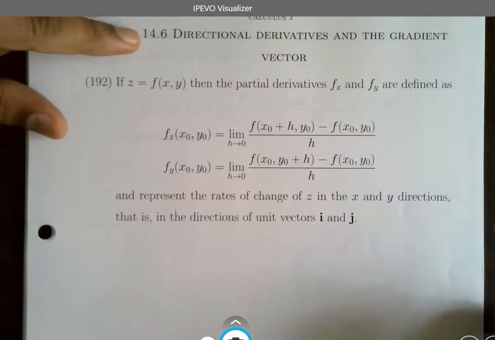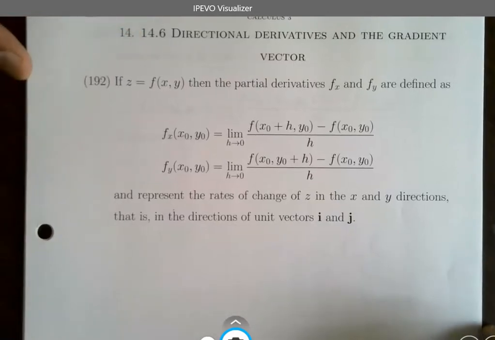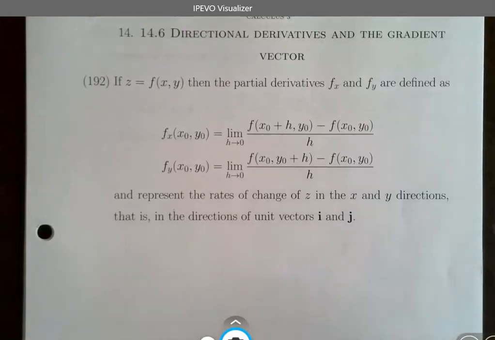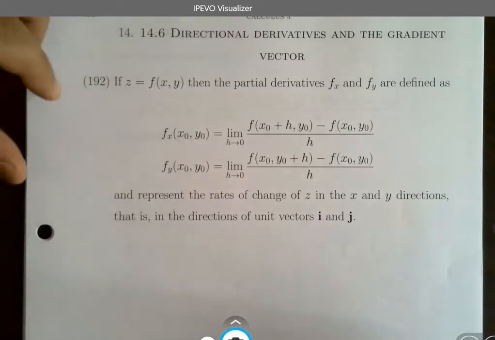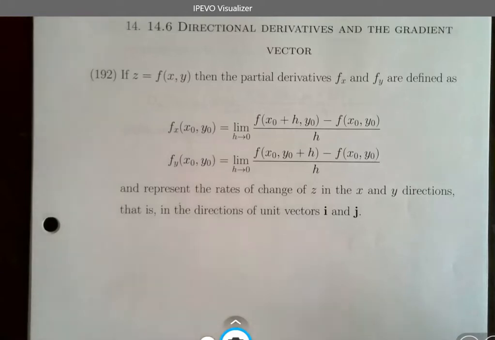Again, this is section 14.6 on directional derivatives and the gradient vector. The goal of this section is actually linked to the next section, which is on finding the maximum and minimum. To find the maximum and the minimum, we need the gradient vector. To find the gradient vector, we need the directional derivative. So it's backwards, okay? The directional derivatives are built on the partial derivatives.